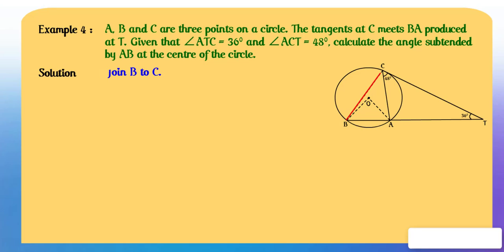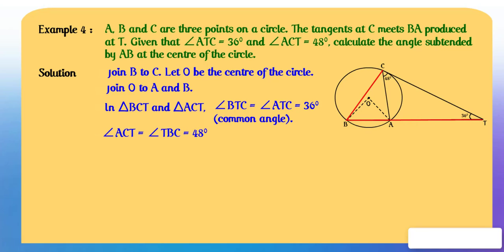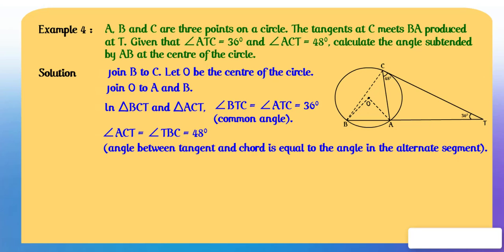Let's solve this. Join B to C. Let O be the center of the circle. Join O to A and B. In triangle BCT and triangle ACT, angle BTC is equal to angle ATC is equal to 36 degrees, common angle. Angle ACT is equal to angle TBC is equal to 48 degrees, as angle between tangent and chord is equal to the angle in the alternate segment.